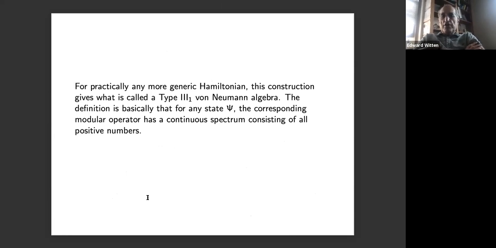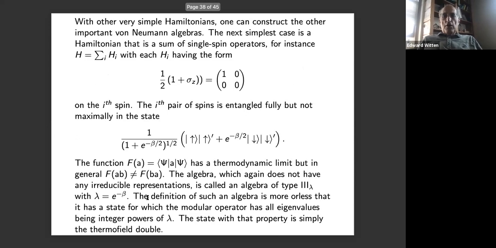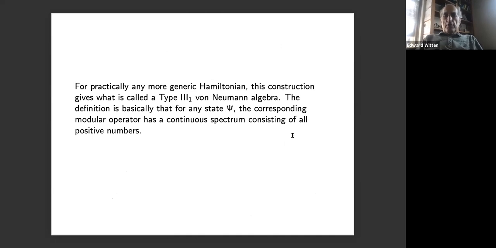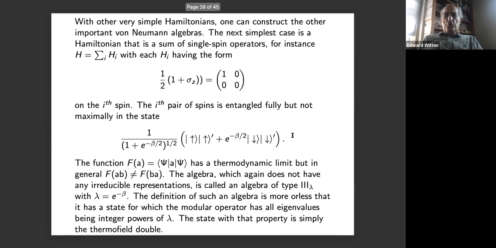Now, for practically any more generic Hamiltonian, this construction gives what's called a type 3-1 von Neumann algebra. The definition of such an algebra is basically that for any state psi, the corresponding modular operator has a continuous spectrum consisting of all positive numbers. So for this vector that we got, the tensor product of all these, if you work out the modular operator, its eigenvalues are powers of lambda, positive and negative integer powers of lambda. A type 3-1 algebra, Connes's definition is that for any state, the modular operator has a continuous spectrum consisting of all the positive numbers.